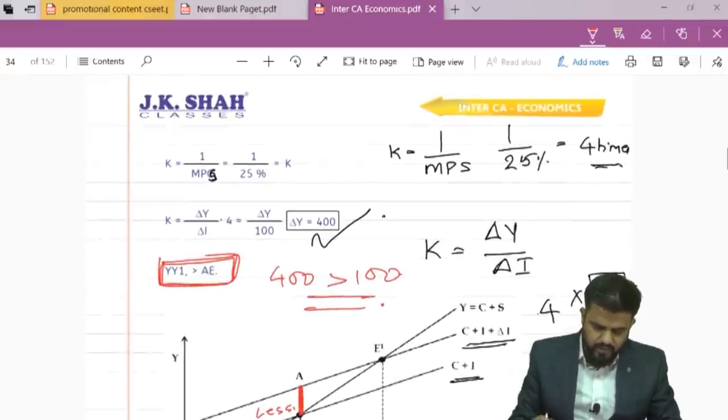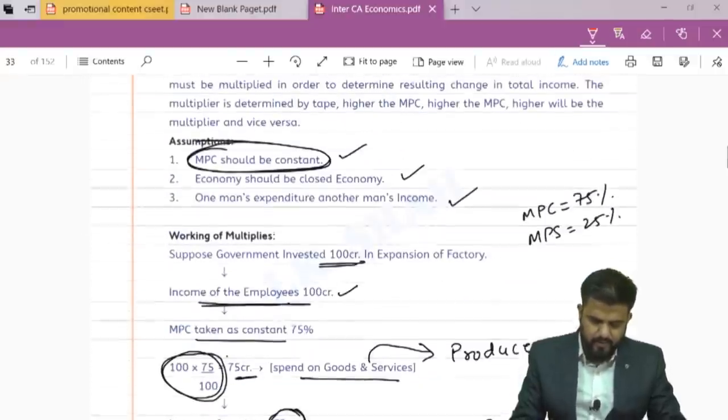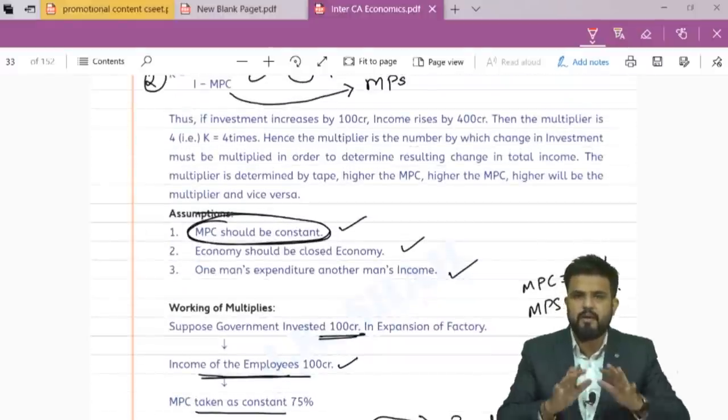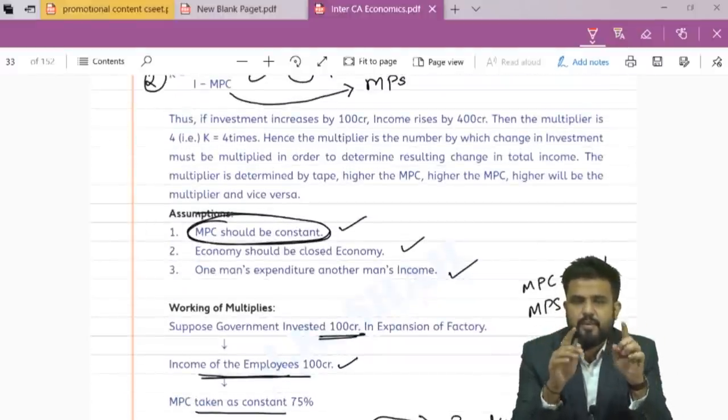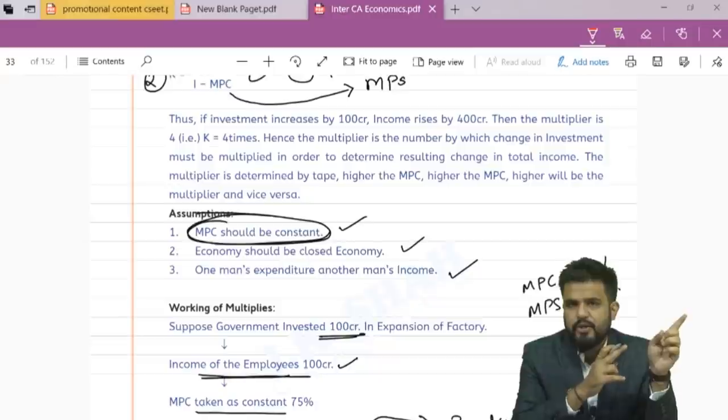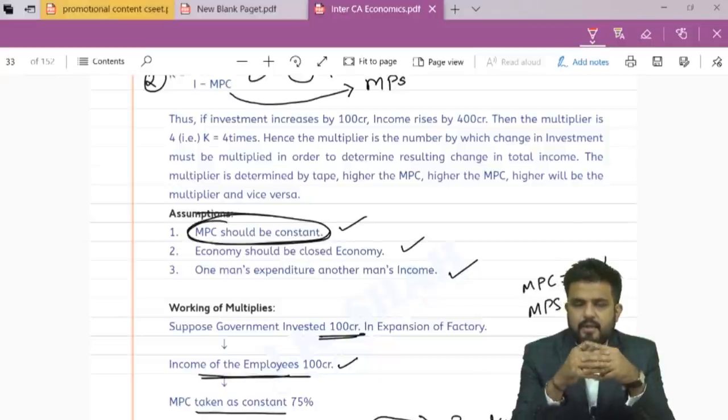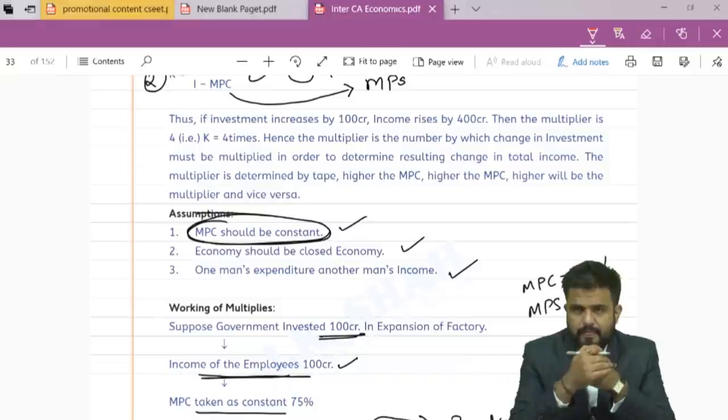So this is your investment multiplier. Just to sum up, very simple: the whole concept of the investment multiplier was given by J.M. Keynes, 1936. According to him, because of a change in investment, there will be a change in national income, but the country's national income will increase in greater proportion.